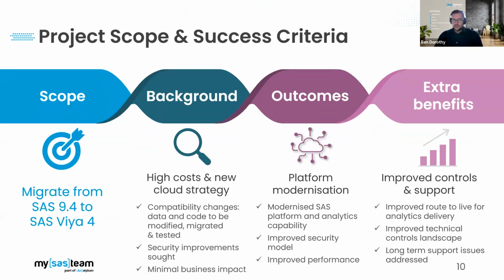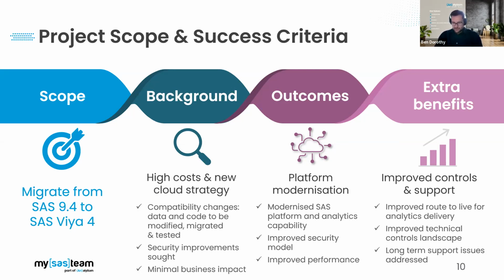Now, in terms of the project scope and success criteria for this particular client, background, the client was facing some considerable costs with running their current on-prem platform, and also with a new cloud strategy initiative developing within their organization. The particular business area within insurance wanted to ensure that they were keeping abreast of that progress of the cloud strategy and modernizing their capabilities as well along the same roadmap.